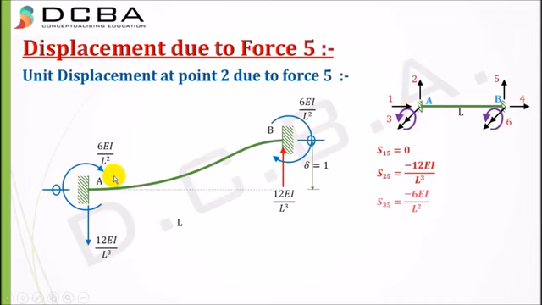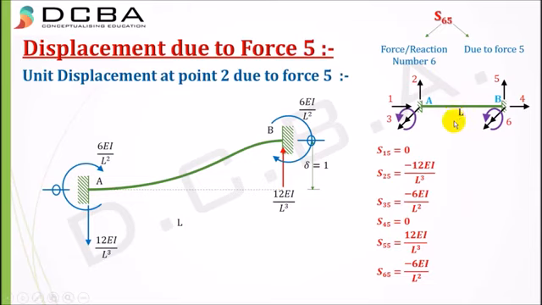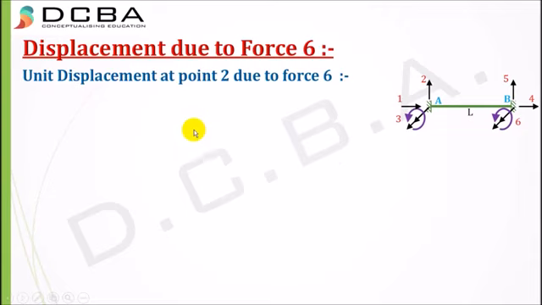S35 is again minus 6EI/L² because it is clockwise and my positive moment is anticlockwise. S45 is 0, that is reaction number 4 due to force 5. S55 is plus 12EI/L³, which is the force itself, and S65 is minus 6EI/L², which is clockwise and it does not conform with our positive moment. This forms the fifth column of my stiffness element matrix. Let us check displacement due to force 6. Unit displacement at point 2 due to force 6.